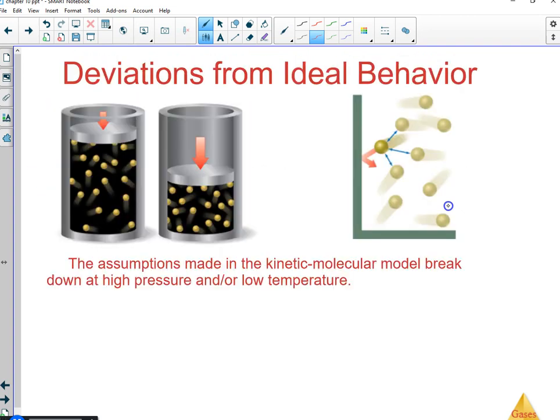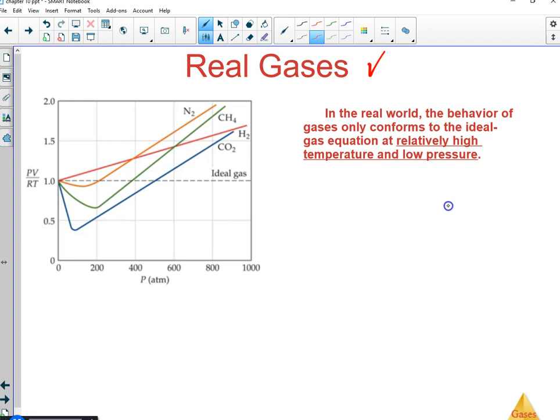So let's come back. In the real world, the behavior of gases only conforms to the ideal gas equation at relatively high temperature and low pressure. Now that is bold, and parts of it are underlined for a reason. You definitely need to know when real gases deviate from ideal gases. This is when it tells you they do conform. So when they don't would be the opposite of this, which I think is the next slide.